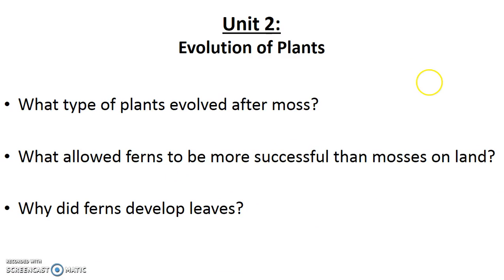What I want to focus on is not only the types of plants that evolved after moss, but why. What allowed ferns, this type of plant that evolved in this 100 million year period, to be more successful than mosses were on land 100 million years before that? And why was it that it took until ferns to develop leaves? Why don't mosses have true leaves? Why don't mosses have true roots? Well, let's take a look.